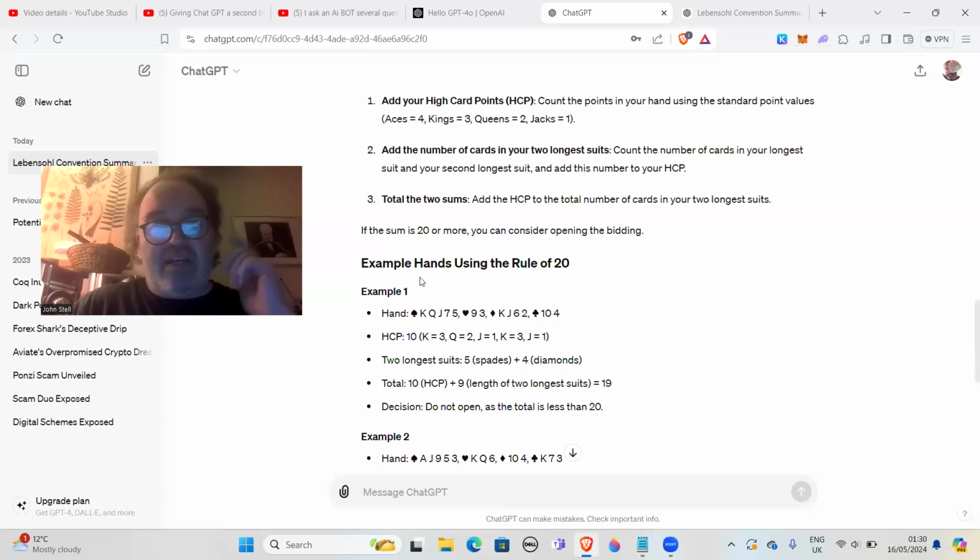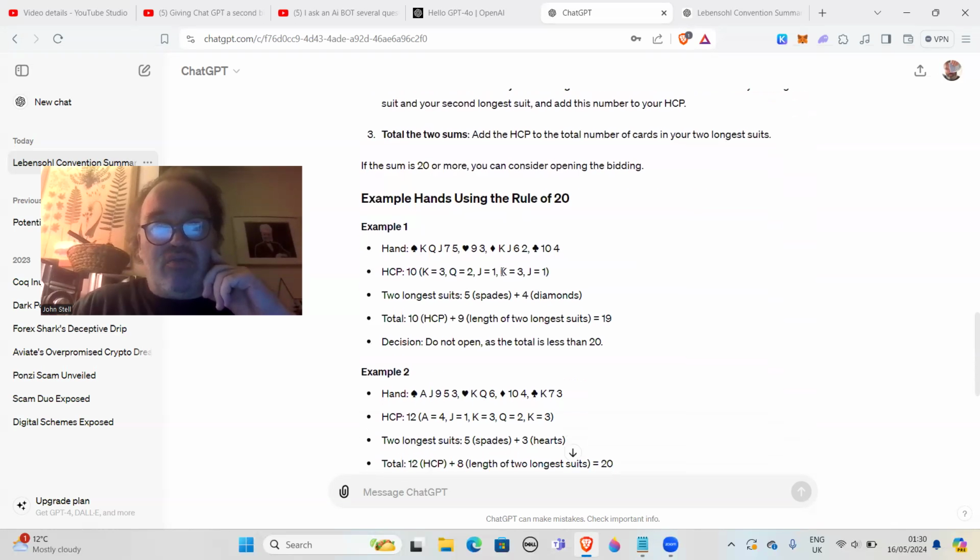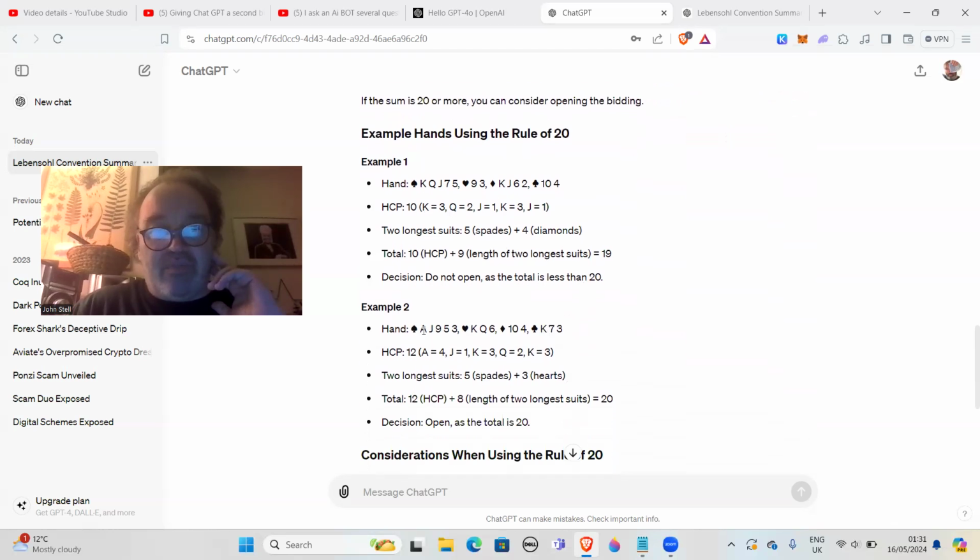Now it's going to give example hands as well. Example hands using the rule of 20. Example 1. So we've got 6, 10 points, so that comes up to 19. So it should say you shouldn't open this hand, I'm guessing. Two long suits, 5 and 4. 10 and 19 equals 19. Decision: do not open as the total is less than 20. Okay, example 2. 5, 10, 13.